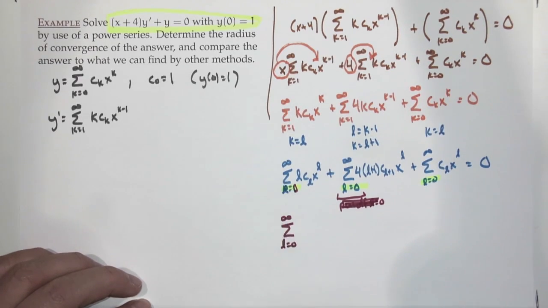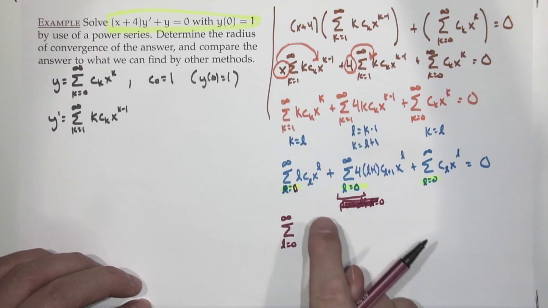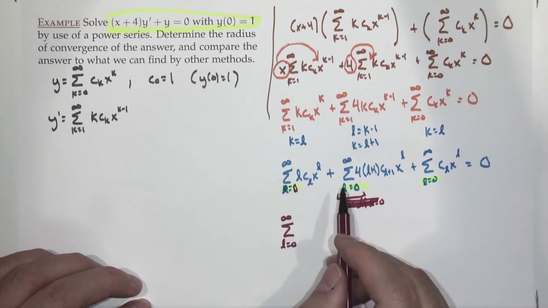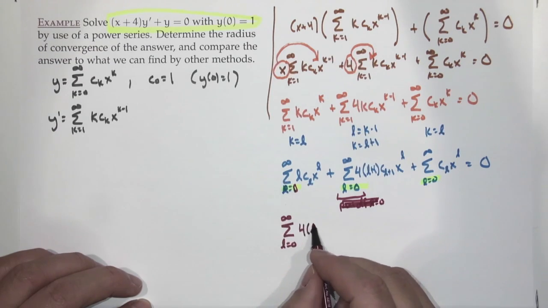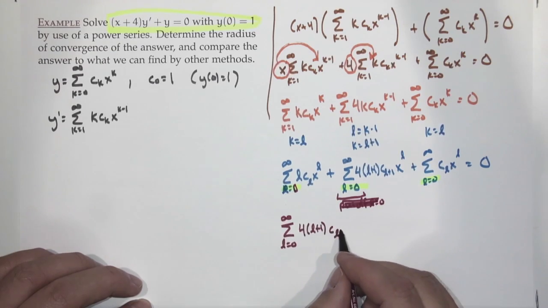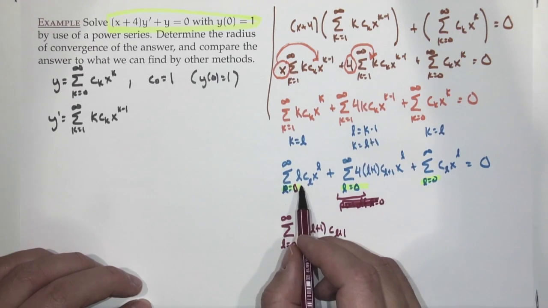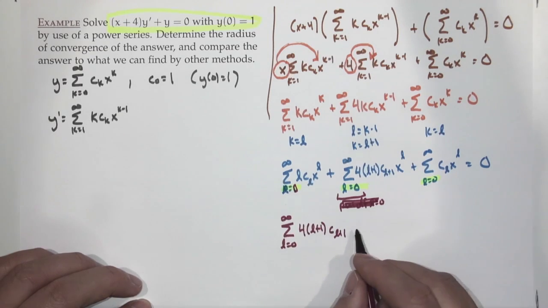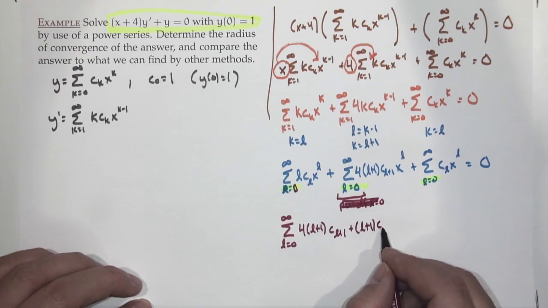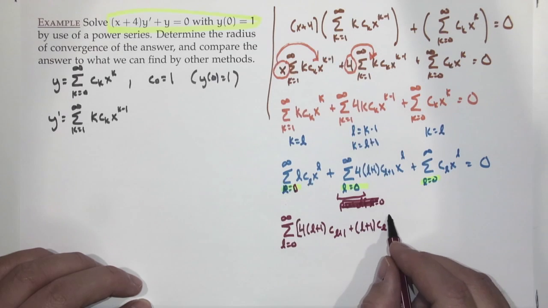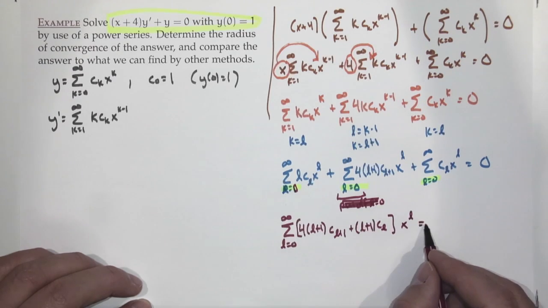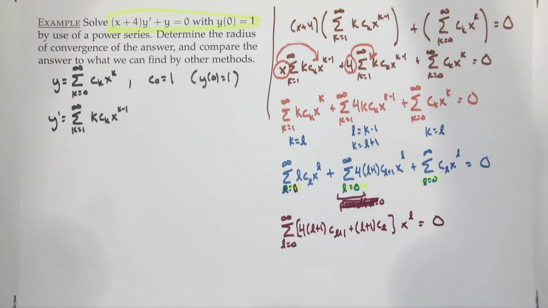Okay, what do we see? We have a 4(L plus 1) c sub L plus 1 from that one. Then we have an L c sub L and a 1 c sub L, which is an (L plus 1) c sub L, times x to the L. And that equals 0. Yes? Good. We are building some consensus here.